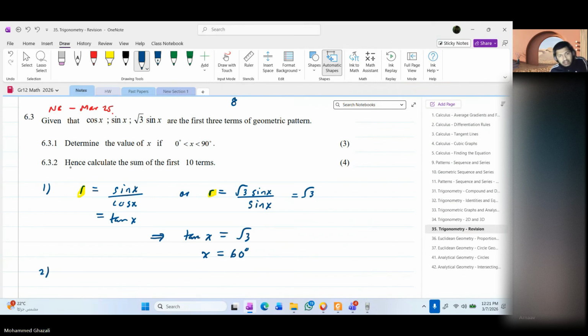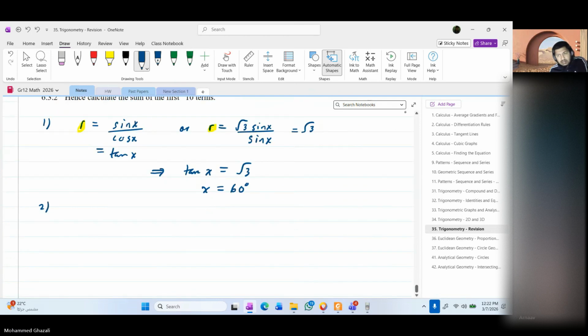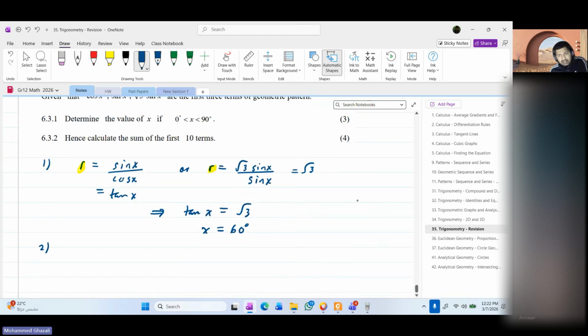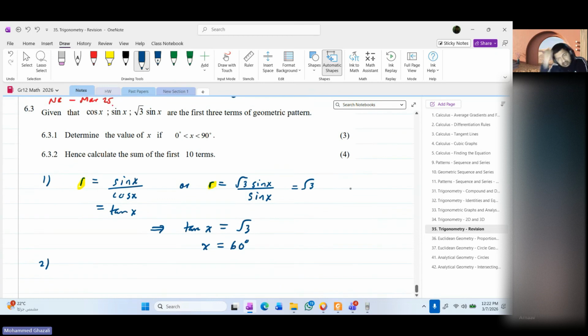Second part. Hence, calculate the sum of the first 10 terms. So S10, the Sn formula, right? We just write down the formula.